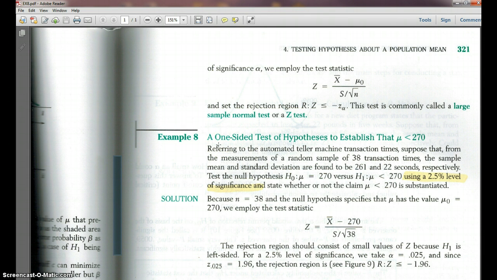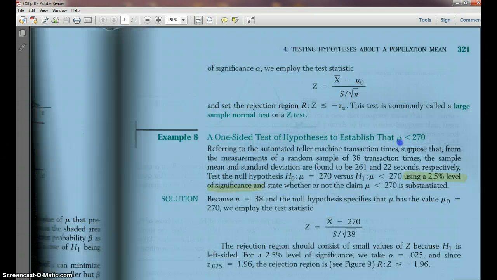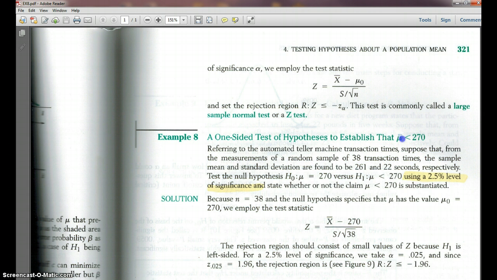But in this section, we do something totally different. We don't give a range for population mean. First, we have a claim. We call it a hypothesis here. For example, in example 8, we have a claim. The seller of the teller machine claims that their machine's average transaction time is less than 270 seconds. And if we want to support or reject this claim, we need to do our own research.